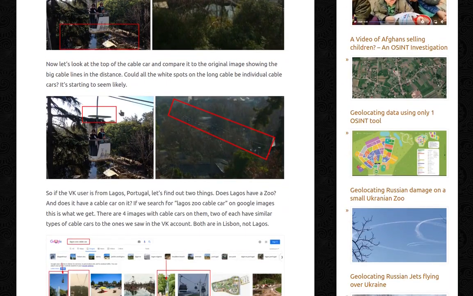Now let's look at the top of the cable car and compare it to the original image showing the big cable lines in the distance. Could all these white spots there, which you can see all along the long cable, be individual cable cars? So just like that one, it's starting to seem likely.